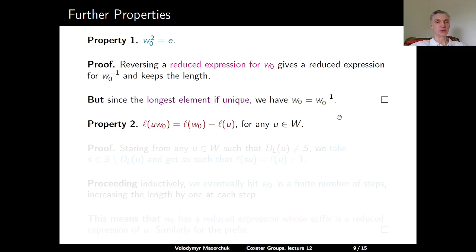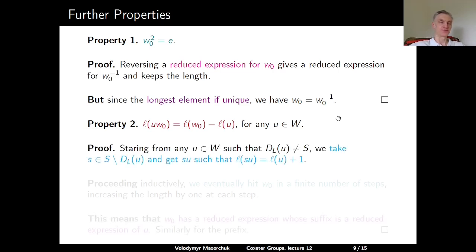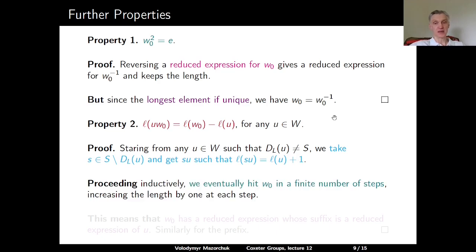Property 2. The length of u w0 is equal to the length of w0 minus the length of u for any element u in W. Proof: starting from any element u in W, whose left descent set is not the whole of S, we take s, which is not in the left descent set of u, and we get su such that the length of su is equal to the length of u plus 1. So you can start with u, multiply it with some s, and get a longer element. And now we can proceed inductively, and we eventually hit w0 in a finite number of steps, so that at each step we increase the length exactly by 1.